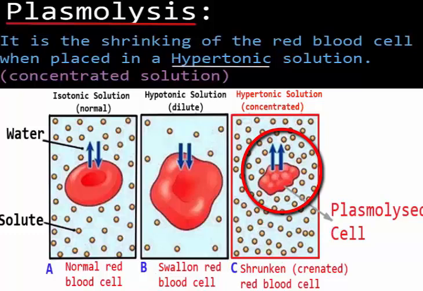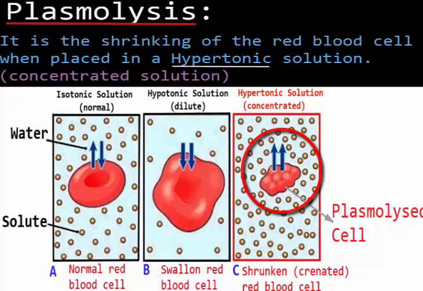See it shrinking? When placed in a hypertonic solution, the cells shrink and become plasmolyzed. It is the shrinking of the red blood cell.